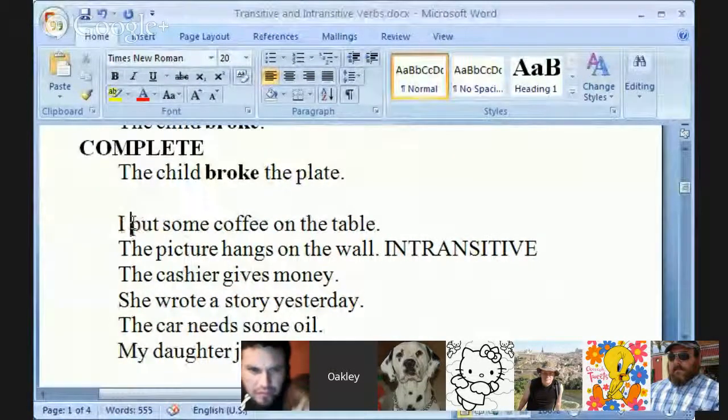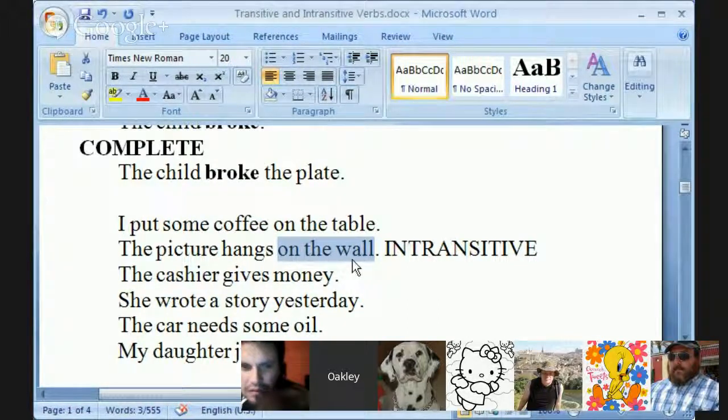I put is the verb, and then some coffee. Coffee is a noun. All right. Yes. The picture hangs on the wall because we have a prepositional phrase on the wall. This is a preposition. Every prepositional phrase is going to have a noun. It has to. Okay. Prepositional phrases also require a noun. But this is one entire structure. It's not an object noun. It's just a noun in a prepositional phrase. So this is intransitive. The picture doesn't hang on something. The action doesn't happen to something.